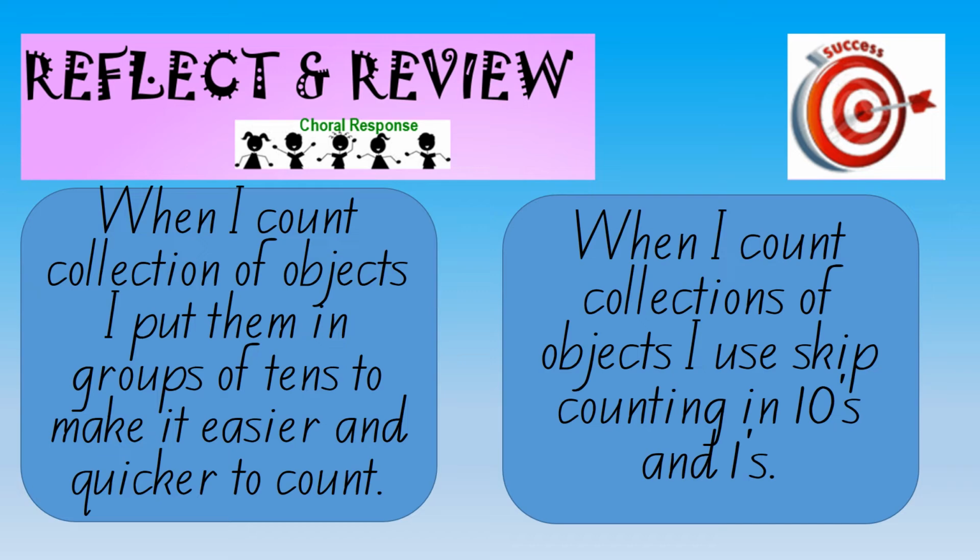Now, let's go back and reflect and review what we've been learning today. We need to remember that when I count a collection of objects, I put them in groups of tens to make it easier and quicker to count it. It's much easier to count 97 jelly beans if you put them into groups of tens. When I count the collection of objects, I use skip counting in tens and ones. That's much quicker than counting just in ones.